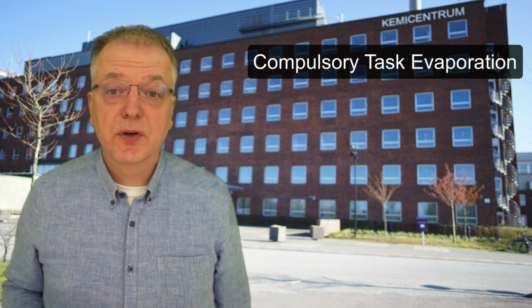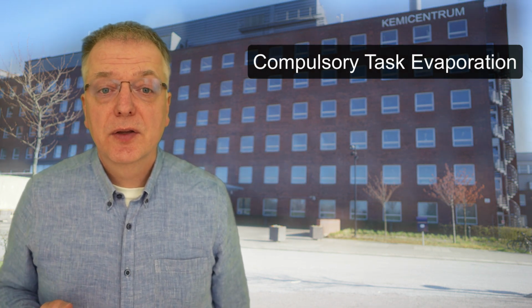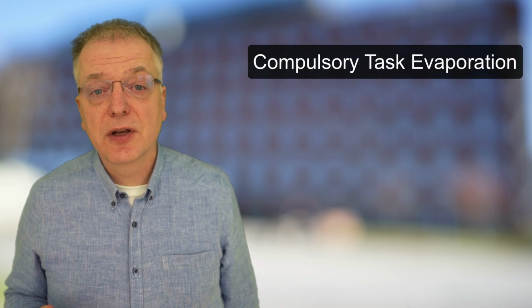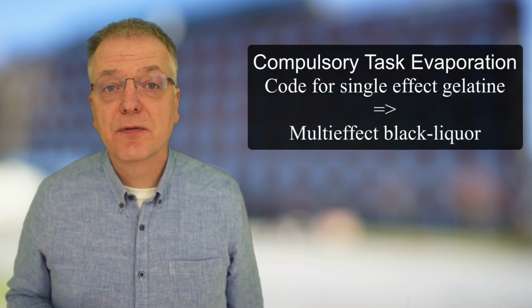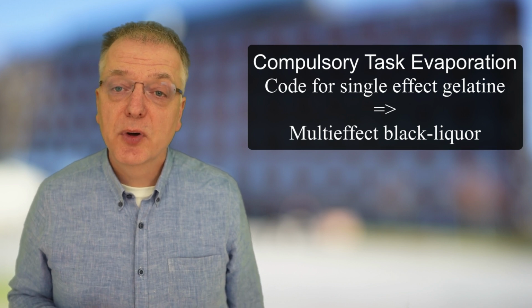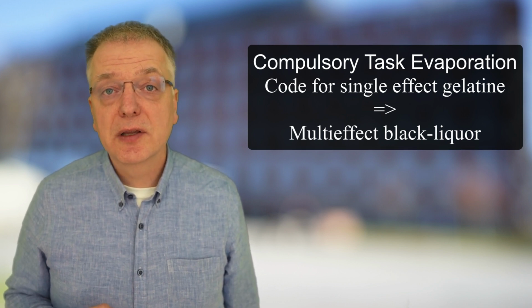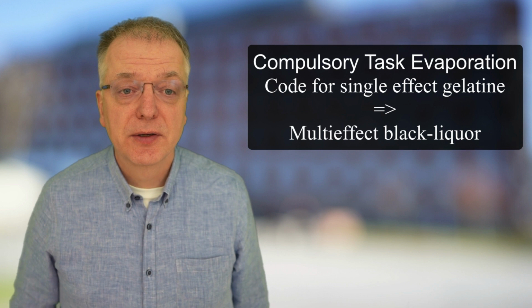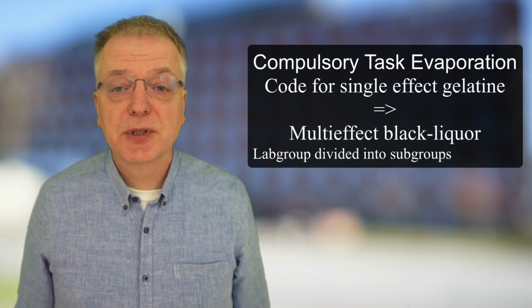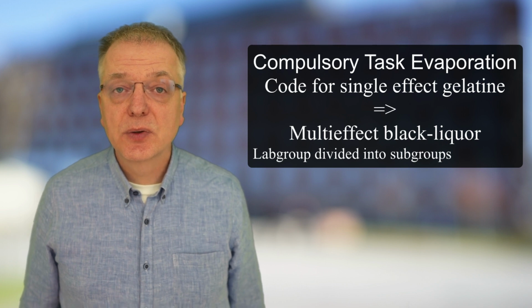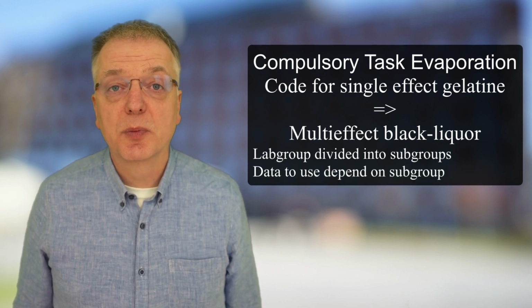In the compulsory task on evaporation, we pretend that you are trainees at a consulting company and that you should take a code for a single effect evaporation for gelatin solutions and modify that into a code for multi-effect evaporation of black liquor. When doing this task, your lab group is subdivided in subgroups, and exactly what data to use depend on which subgroup you belong to.